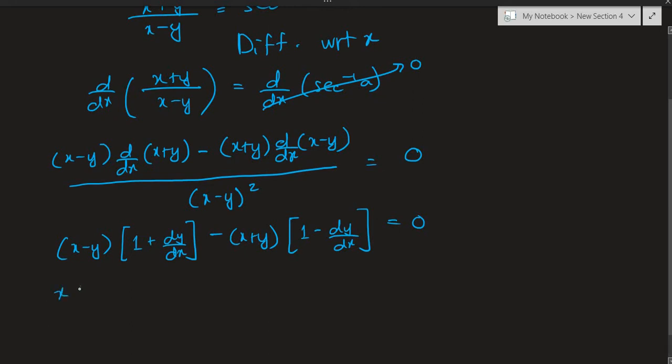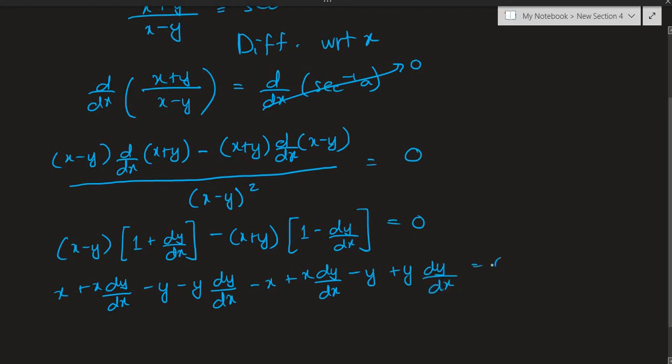We have x plus x times dy over dx minus y times dy over dx minus x plus, minus minus will make a plus, x times dy over dx. We have a minus y, minus minus will make a plus y times dy over dx being equal to 0, and looks like many terms are going to cancel out here, terms like these.